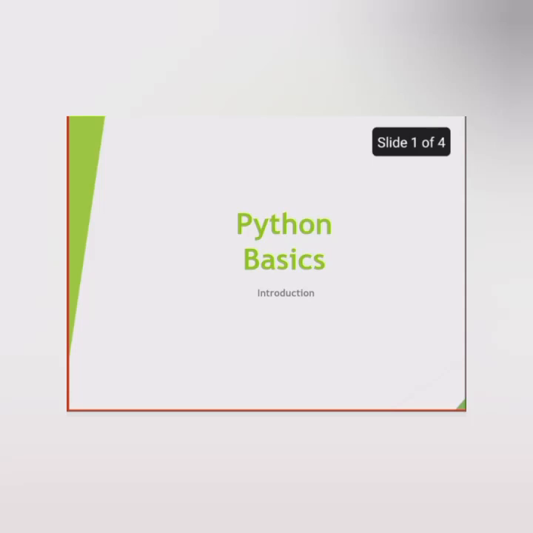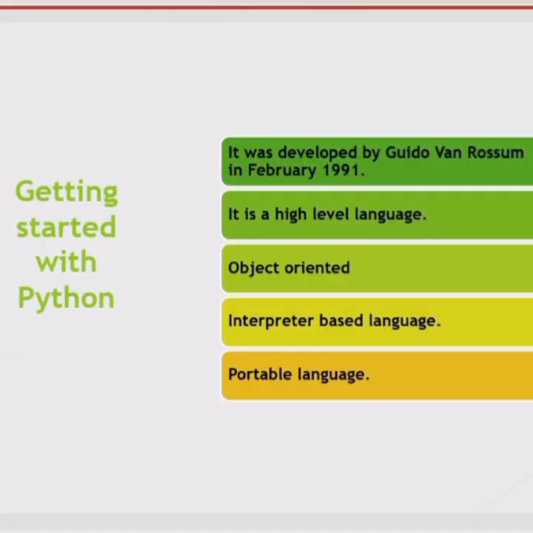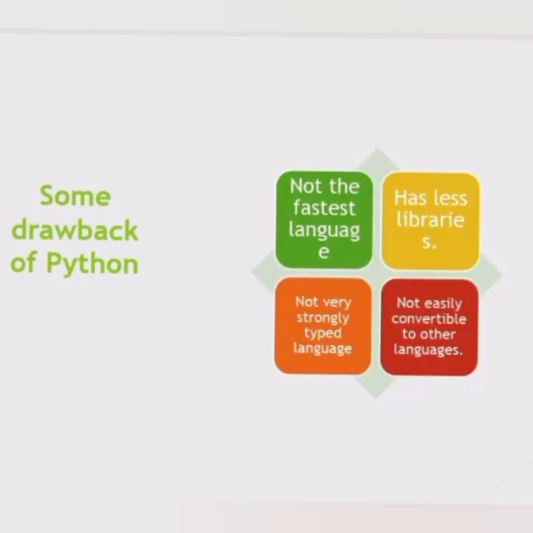So, hello everyone, let's get started with the basics of Python. Since now we are going to start with this language, there are certain properties. First of all, let's see what is the history. It was developed by Guido van Rossum in February 1991. And as I told you in the programming languages also, it is a high level language, it is object oriented language, and it uses interpreter as a translator to convert its language to machine language. Plus, it is a portable language that we saw in our previous slides.